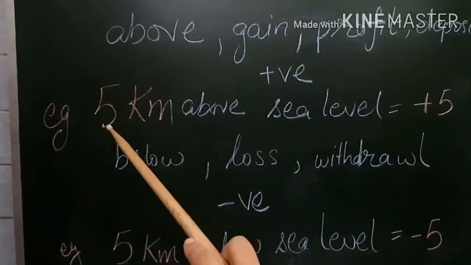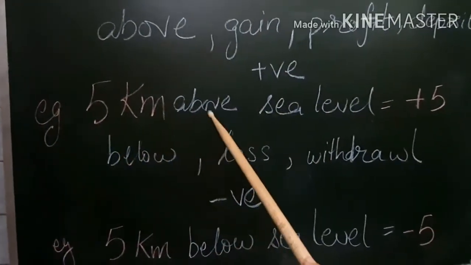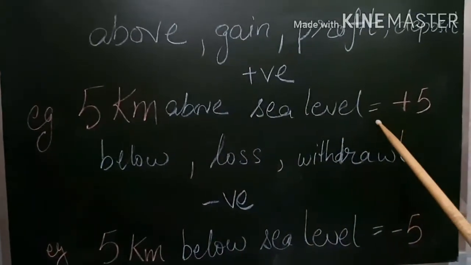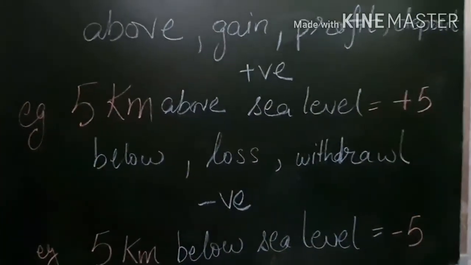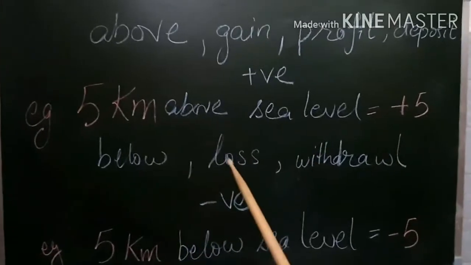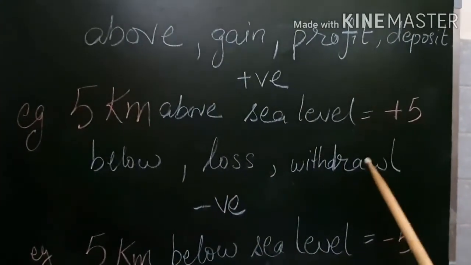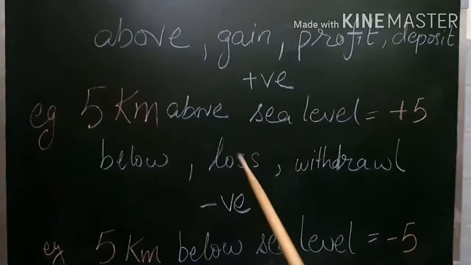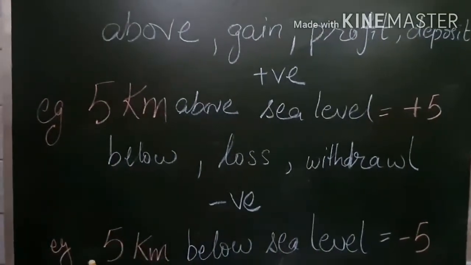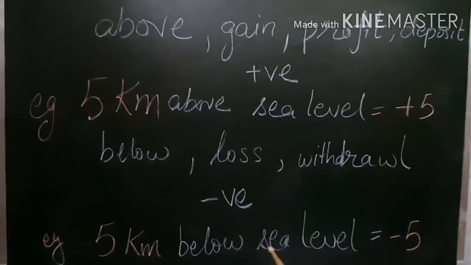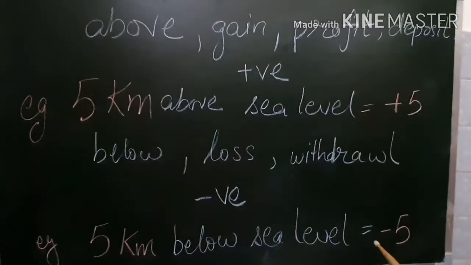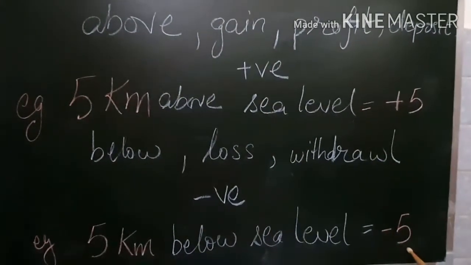For example, when I said 5 km above sea level, that is equal to plus 5. Below, loss, withdrawal. These are the terms which are associated with negative integers. For example, 5 km below sea level, then that is equal to minus 5.